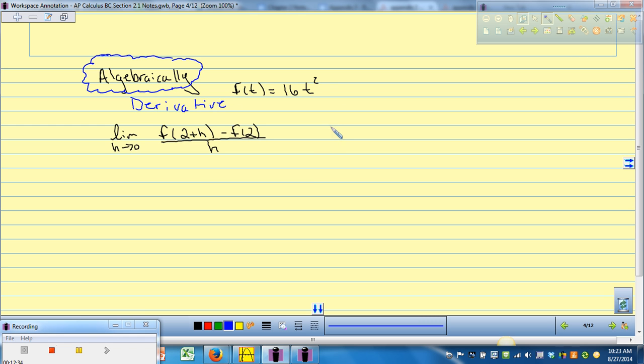So what is f of 2 plus h? Notice I am writing my limit. Do not drop off your limit. It needs to be on every line. How do I evaluate f of 2 plus h? 16 times 2 plus h squared minus 16 times 2 squared all over h.